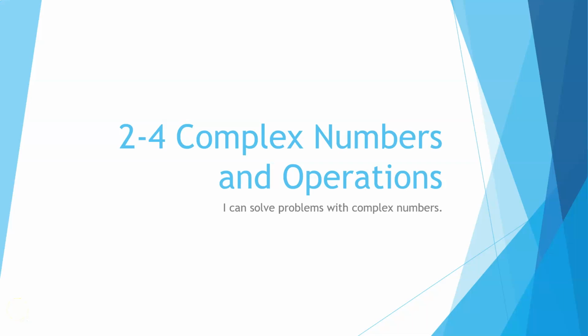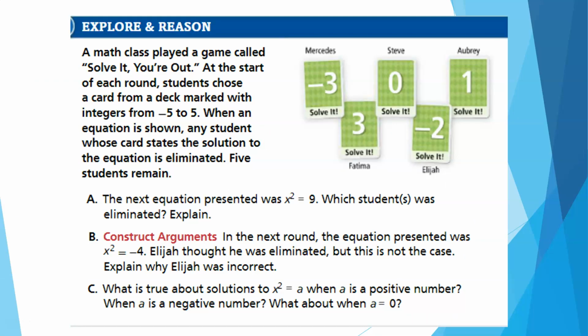Hello, today we start looking at section 2.4 in Algebra 2, where we will start talking about these things called complex numbers and the operations we do with them. So you can see that the objective is I can solve problems with complex numbers. Today we're going to focus a lot on the skills of what we can do with these things called complex numbers. As an introduction, we want to look at this explore and reason.